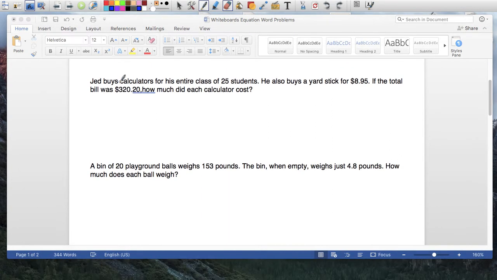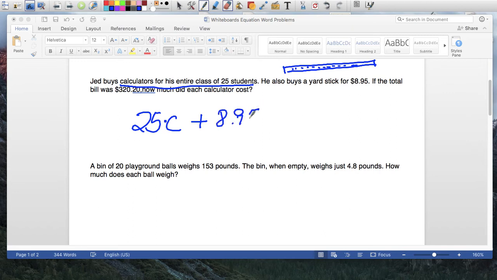So next one, Jed buys calculators. He buys calculators for 25 students, and then he also buys a yardstick. A yardstick is like a ruler, a big ruler. If the total was 320.20, how much did each calculator cost? So he bought 25 calculators, and how much is each calculator? I don't know. So 25 times the price of the calculator plus one yardstick, one big ruler for 8.95, and his total was 320. So this is your setup.